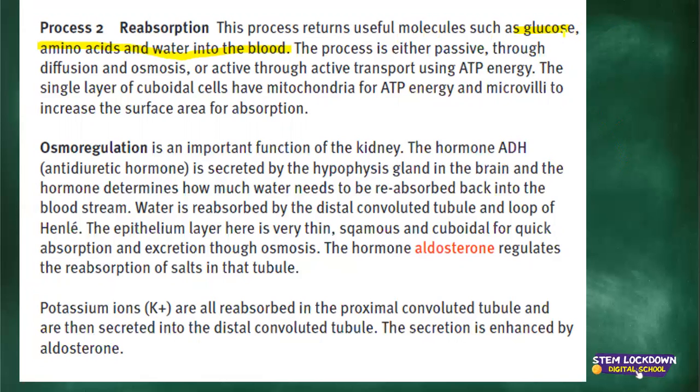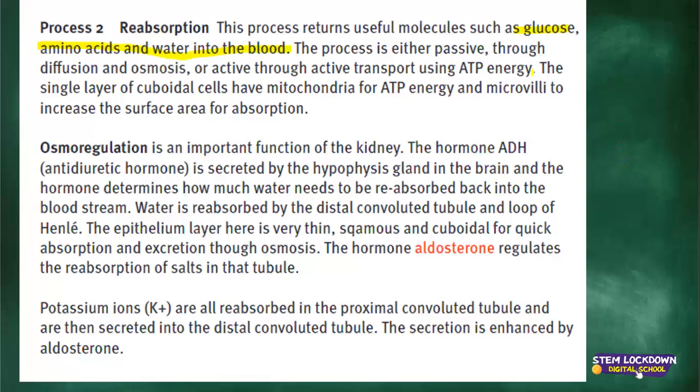The useful molecules will then be returned to the blood. These useful molecules are glucose, they are amino acids, they are water. They will be returned to the blood. This process is either passive through diffusion and osmosis, or active through active transport using ATP energy.